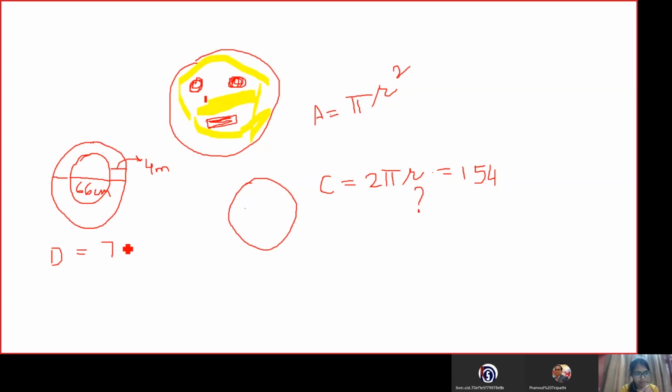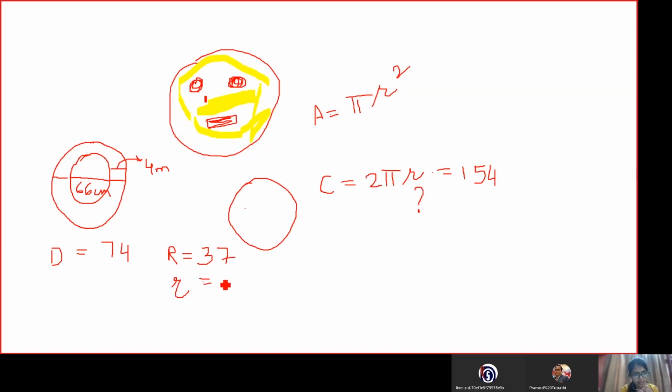Inner diameter you know is 66. Will you be able to find out the radius with the help of the diameter? Radius is half of the diameter. Okay, outer radius will be 37, and inner radius I will denote by small r, that is half of 66, that will be 33.